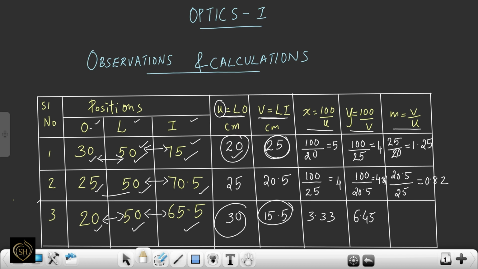And therefore magnification is V by U. The answer is 0.51. These are the values of magnification: 1.25, 0.82 and 0.51. Okay, thank you.